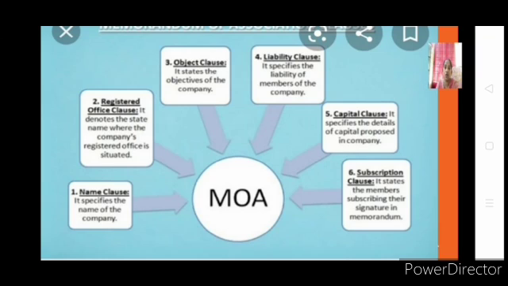So what is the name clause? It specifies the name of the company. The name clause of a memorandum of association specifies the name of the company. As we know, the promoter has to select 3 names and 1 name will be approved, isn't it? So that name will be written here. The name which is approved by the registrar will be specified here.